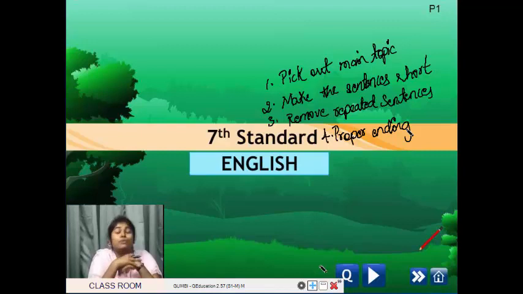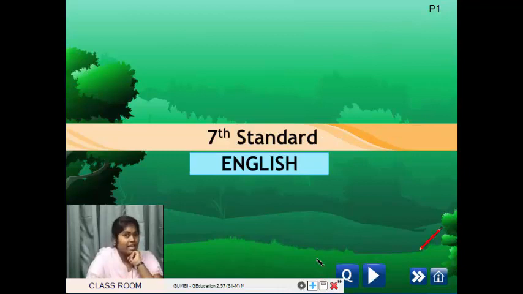Now, what about your previous grammar class? Come on, children. If I say there is a book and this book is on the table, what is the position of this book? Where is the book? It is on the table. Correct. So what is 'on' here? It's a preposition. Correct. So, these were the prepositions you learnt in your previous grammar class.